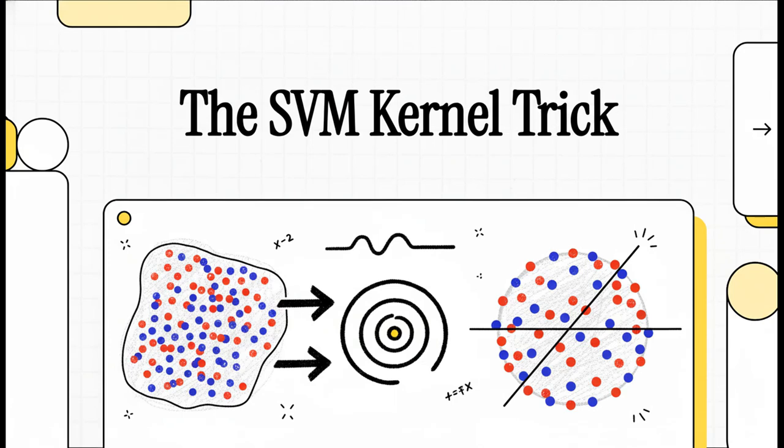All right, let's get into it. Today, we're going to unpack one of the slickest, most elegant ideas in all of machine learning, the support vector machine kernel trick. You know, SVMs are amazing, but they run into this huge wall with nonlinear data. We're going to see how they solve what looks like an impossible problem, all thanks to this brilliant mathematical hack.